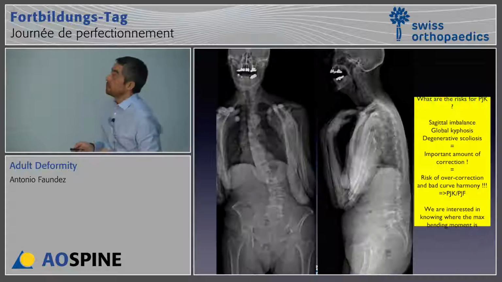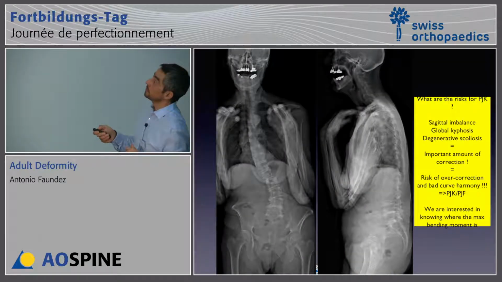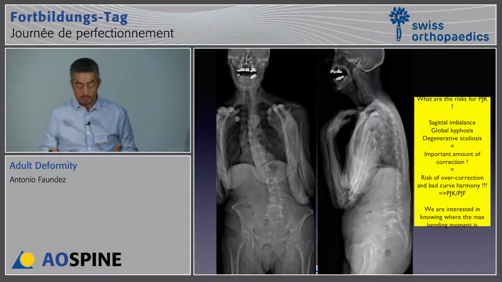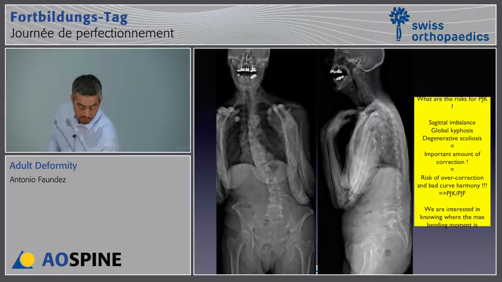So if you have a case like this, where you have a huge deformity in the coronal and sagittal plane, you know that you will have a great amount of correction to perform, and you have to be careful about the distribution of the lever arms along the spine from top to bottom.